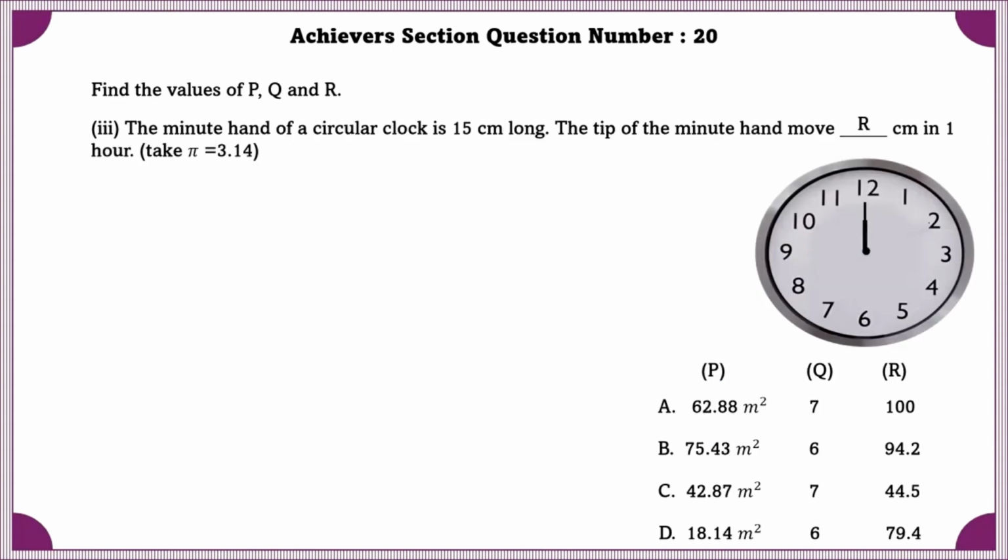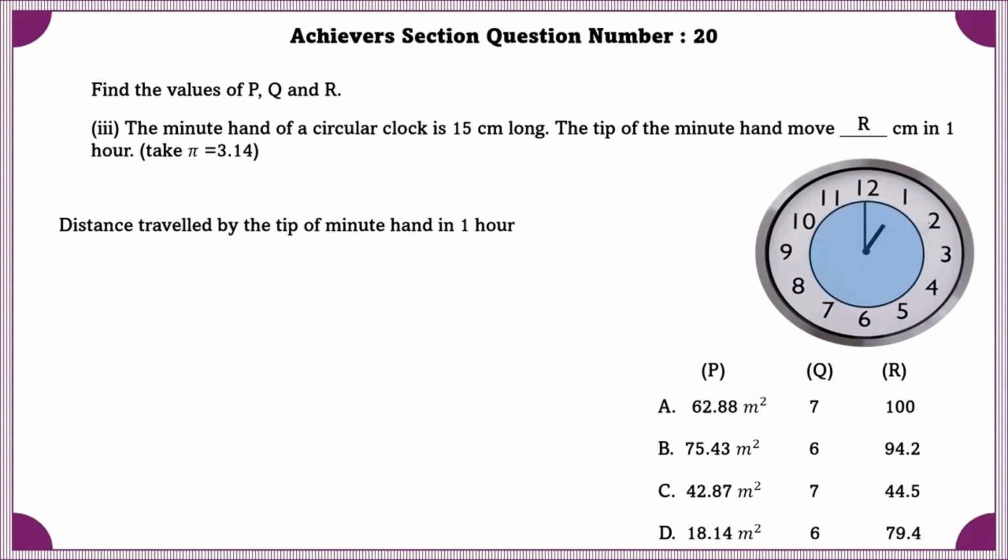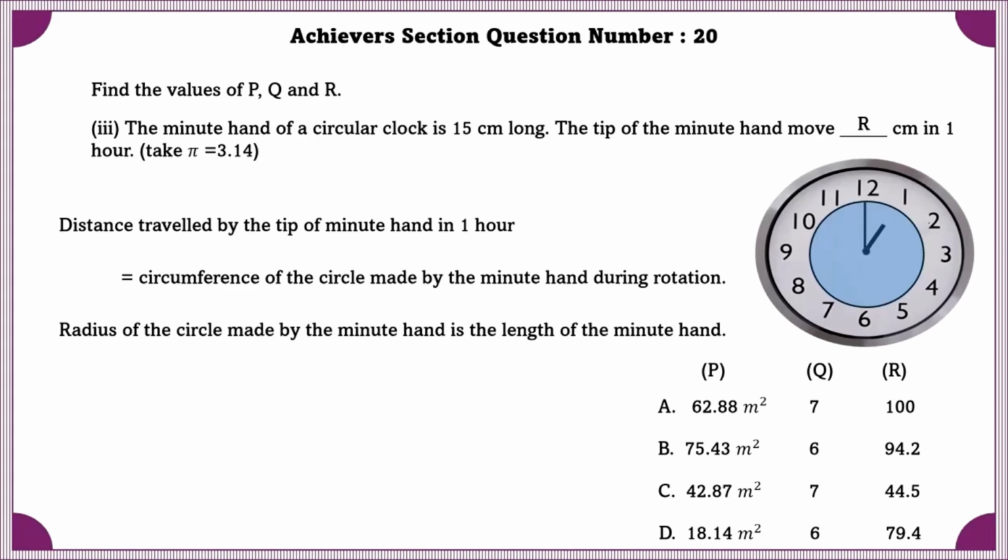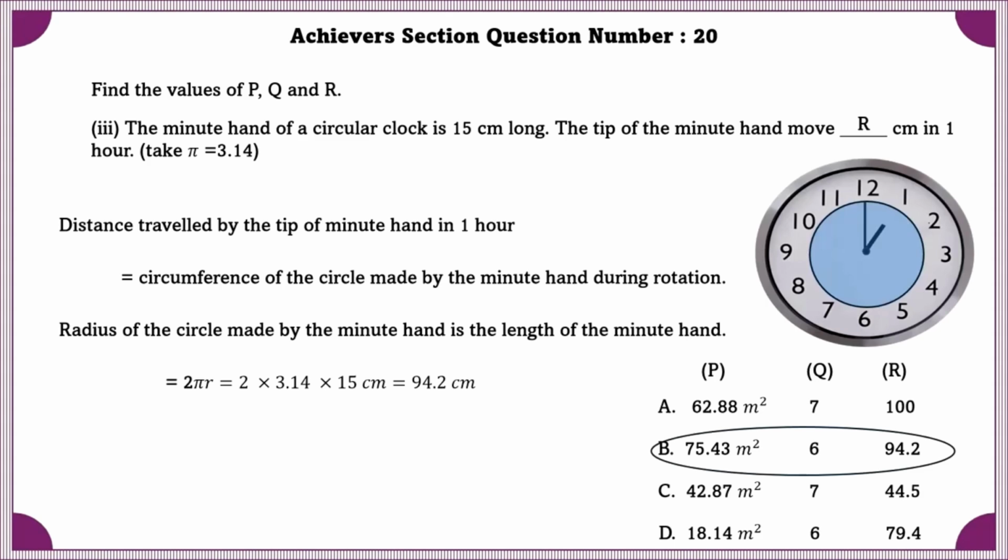That is Q. Third one, the minute hand of a circular clock is 15 centimeters long. The tip of the minute hand moved dash centimeter in 1 hour. Take pi as 3.14. Distance traveled by the tip of minute hand in 1 hour is equal to the circumference of the circle made by the minute hand during rotation. Radius of the circle made by the minute hand is the length of the minute hand, which is equal to 15 centimeters. 2 pi r is equal to 94.2 centimeters. The correct option is the B option.